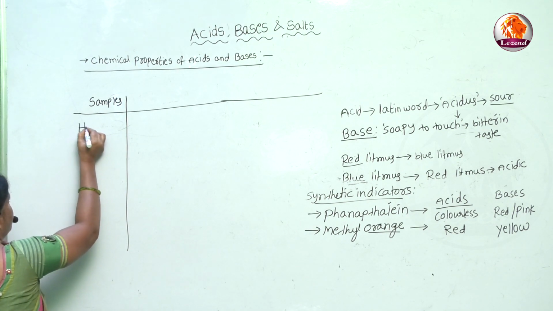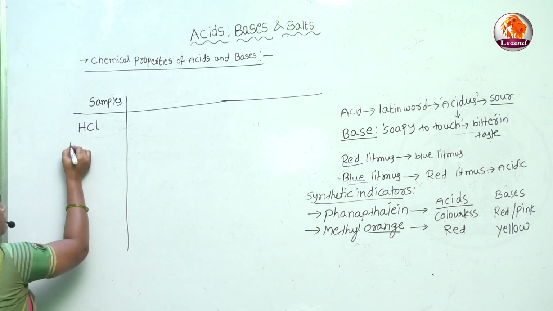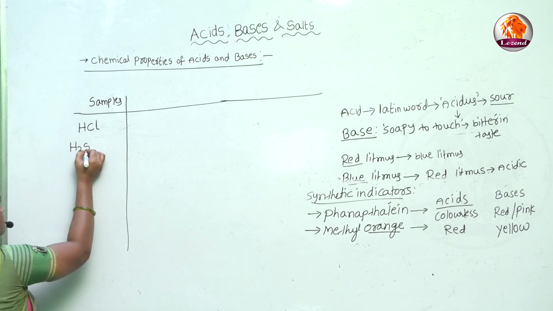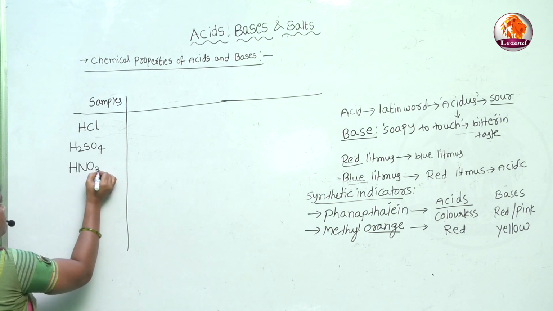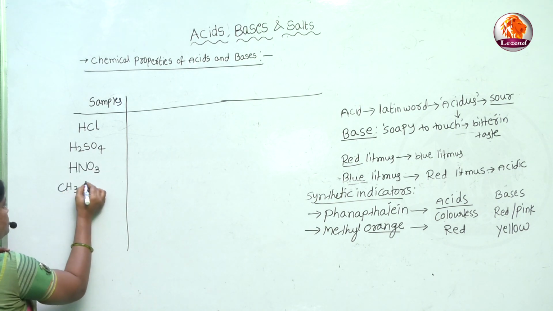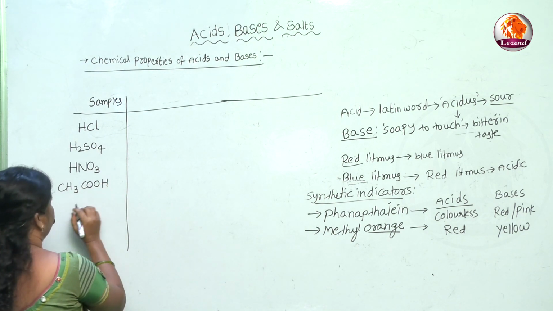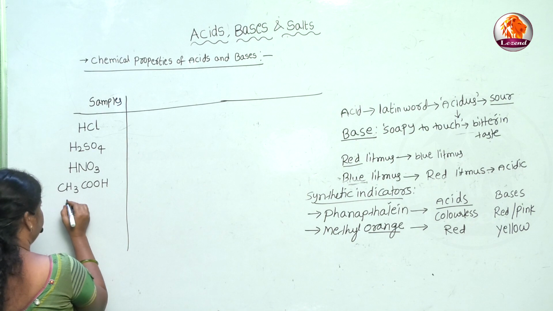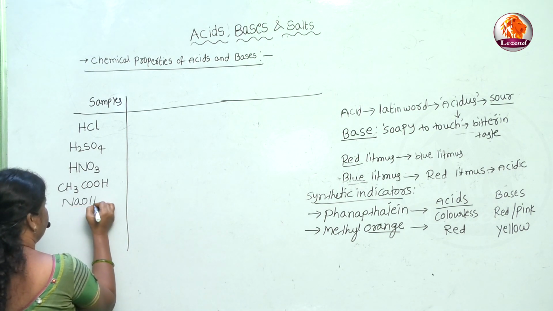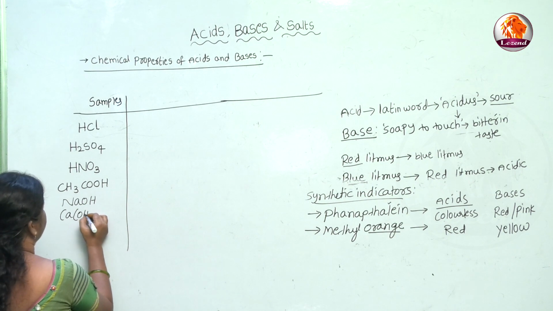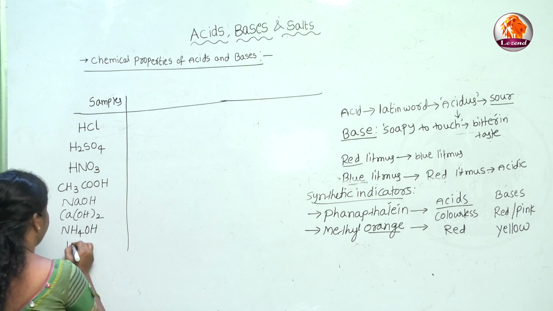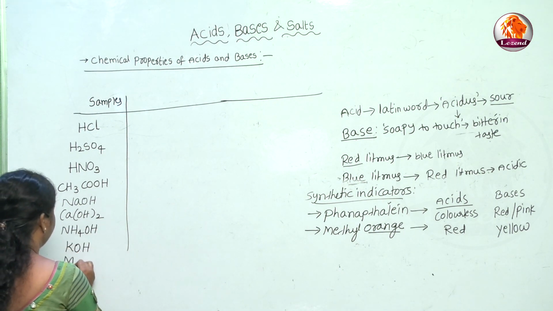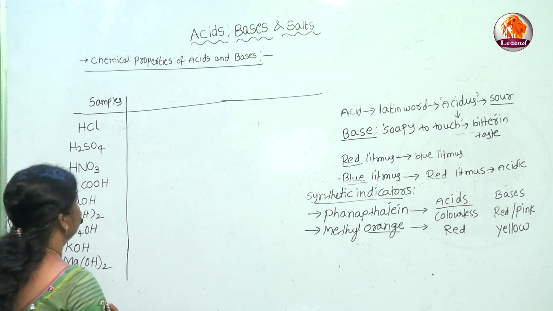Hydrochloric acid, the formula of hydrochloric acid is HCl. Sulfuric acid, H2SO4. Nitric acid, HNO3. Acetic acid, CH3COOH. And also some samples of bases: sodium hydroxide, calcium hydroxide, ammonium hydroxide, potassium hydroxide, magnesium hydroxide. So these are the samples we need to collect.